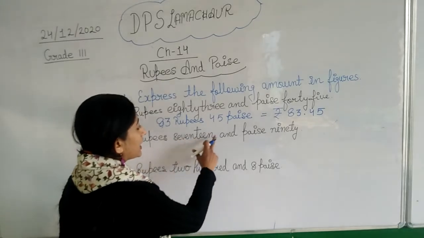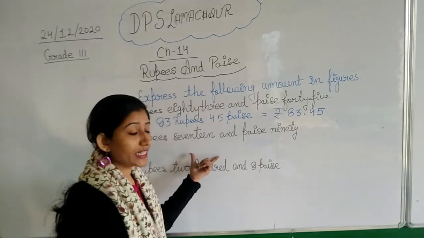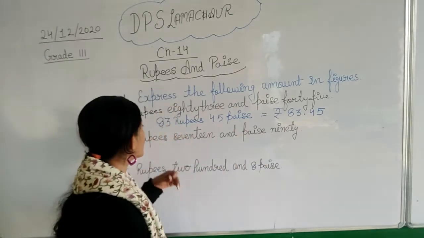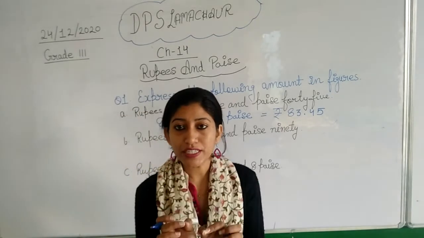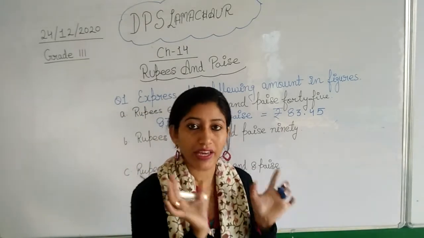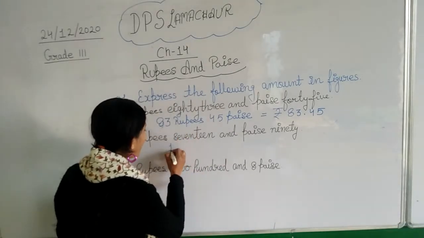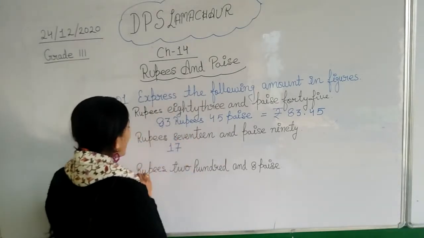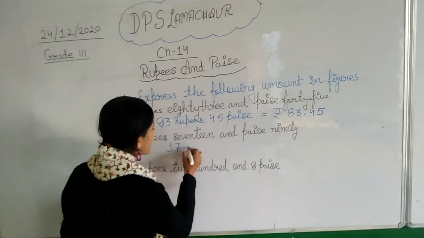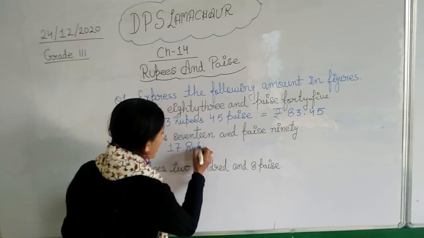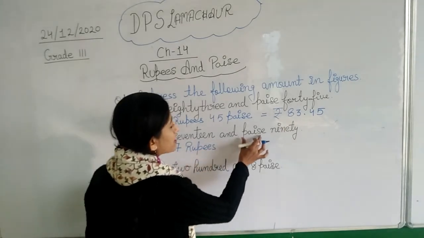Rupees 17 and paise 90. What is given? Rupees 17 and paise 90. So how can we do this? What do we have to do? First, we change the number given in words into figures. So we are writing 17 here. After that, 17 is rupees, so we will write 17 rupees. RUPEES, rupees.